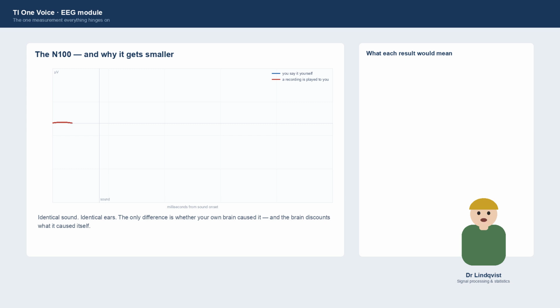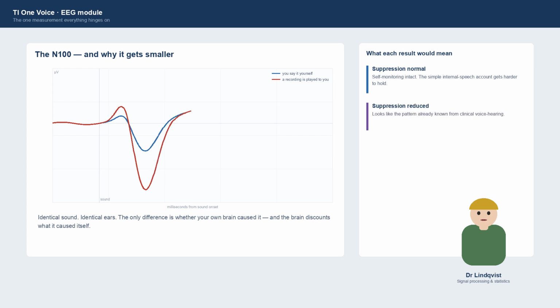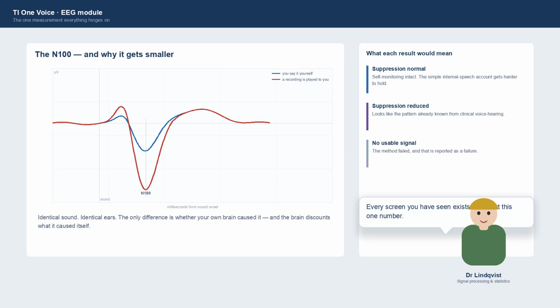The measurement is the N100, a dip about 1/10 of a second after a sound. When your own brain caused the sound, that dip is smaller. This effect is decades old and well replicated.